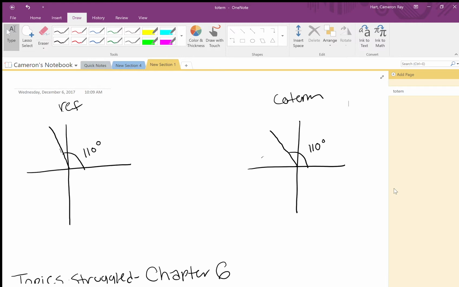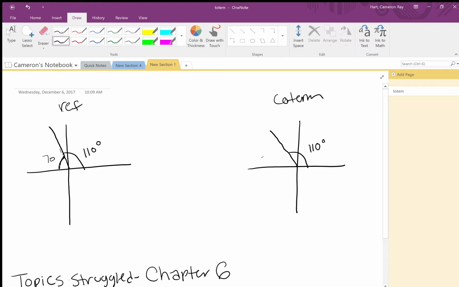So the first question is, what is the difference between reference angle and the coterminal angle? As you see, we have two graphs here, both at 110 degrees. Your reference angle correlates with the x-axis. So the reference angle for this is we're looking for this angle right here. That would be 70 degrees because it's 180 degrees minus 110.